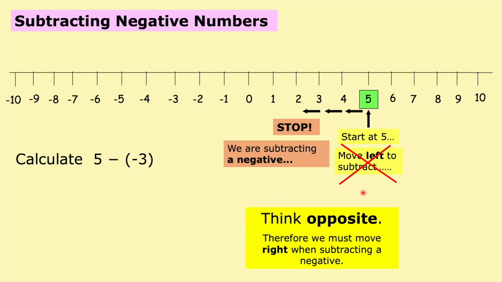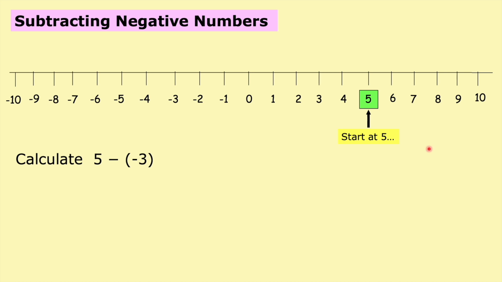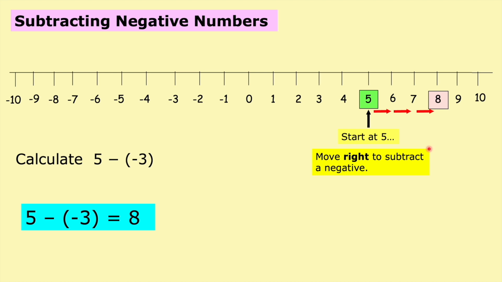Don't worry, this will definitely become clearer as we go through the lesson, but I just want you to think about it: if we're subtracting a negative, think opposite. So rather than moving left as you normally would, we're going to go in the opposite direction. So let's start again, the correct way. 5 subtract negative 3. We move right when we're subtracting a negative. So we're going to move forward up the number line 3 places to get to 8, which means 5 subtract negative 3 equals 8.